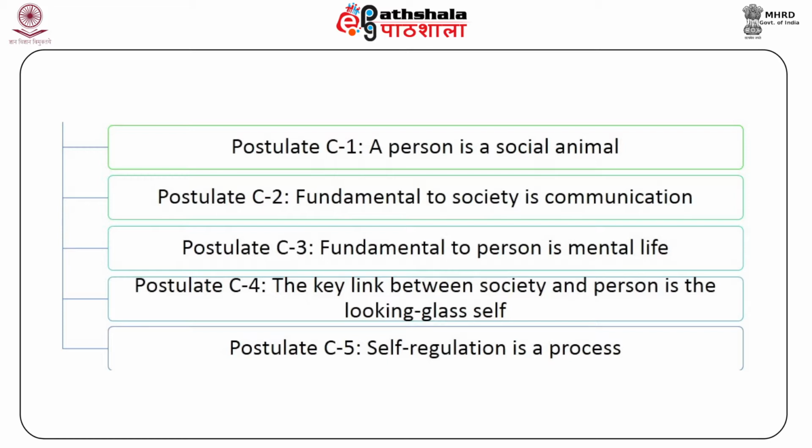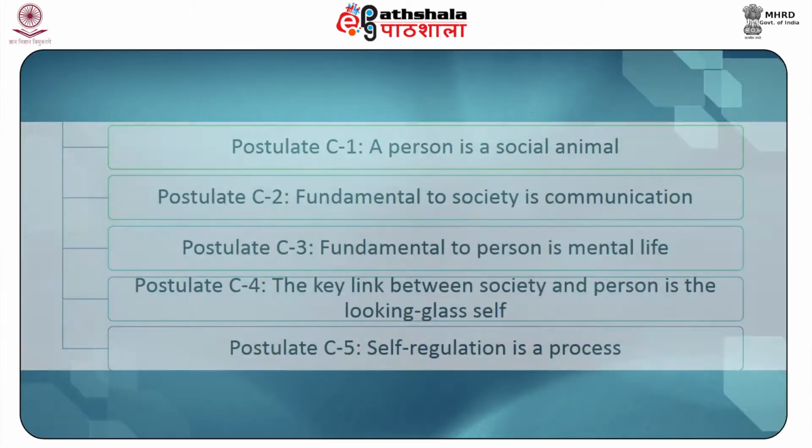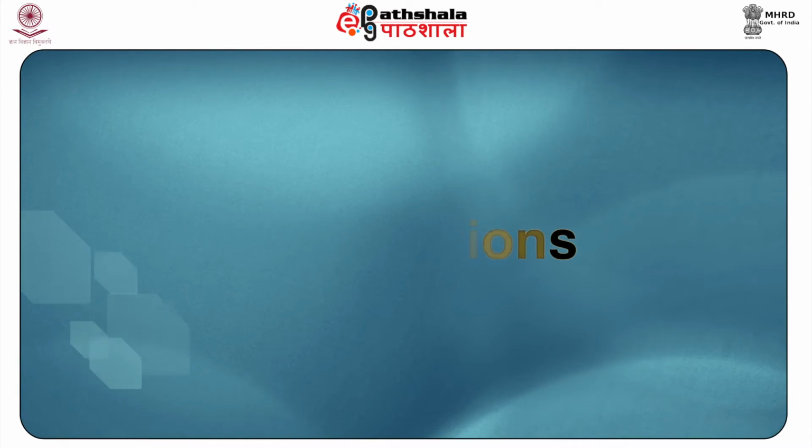Postulate C1. A person is a social animal. Postulate C2. Fundamental to society is communication. Postulate C3. Fundamental to person is mental life. Postulate C4. The key link between society and person is the looking glass self. Postulate C5. Self-regulation is a process.